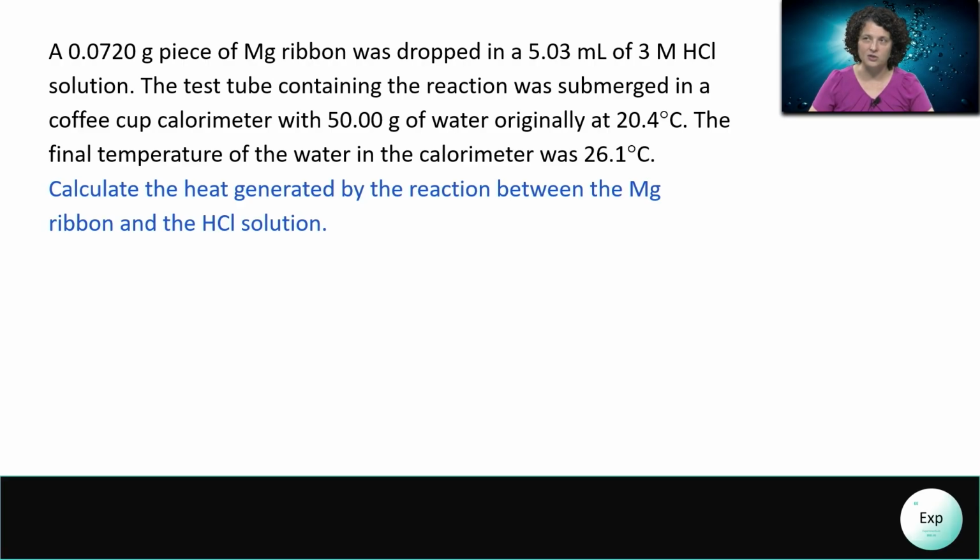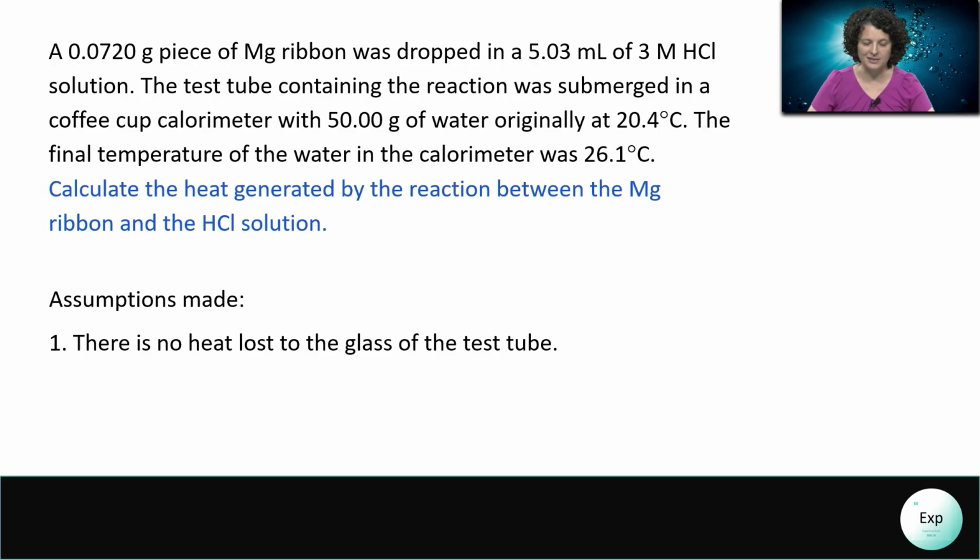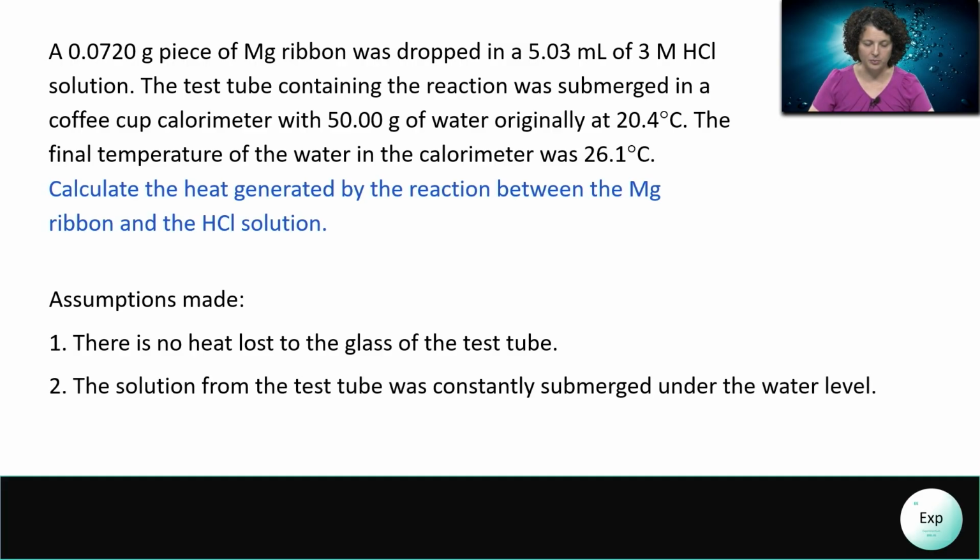Our task here is to determine the heat generated by the reaction between the magnesium ribbon and the hydrochloric acid solution. We are going to make some assumptions. The first one is that there is no heat loss to the glass of the test tube. Whatever heat is exchanged between the reaction occurring in the test tube and the water inside the coffee cup calorimeter. The second assumption that we're going to make is that the solution of the test tube was constantly submerged, and even if there was some swirling around, the solution level did not rise above the waterline.